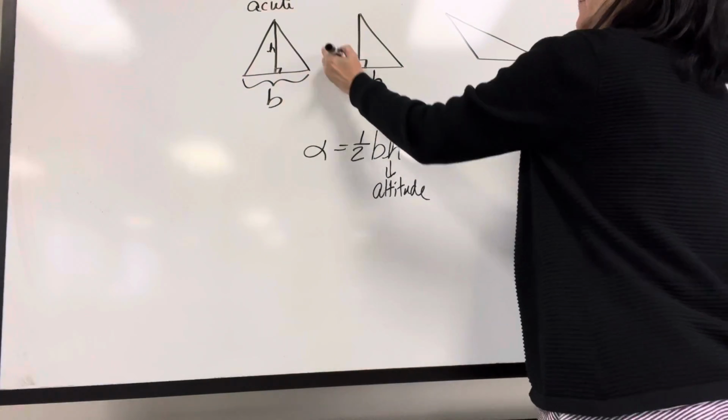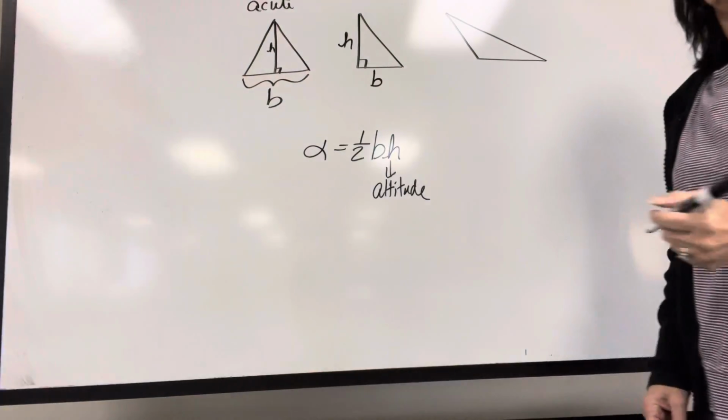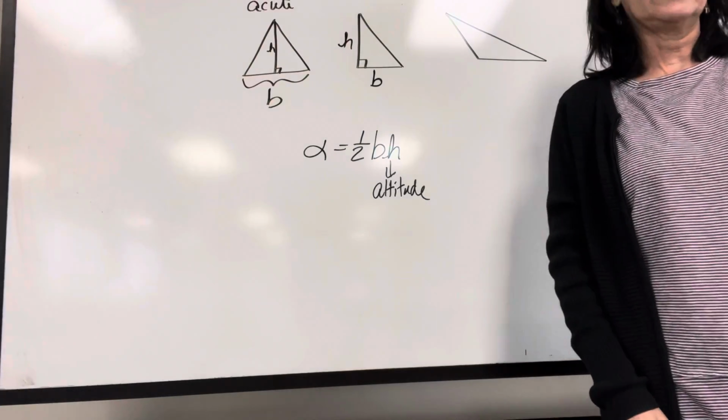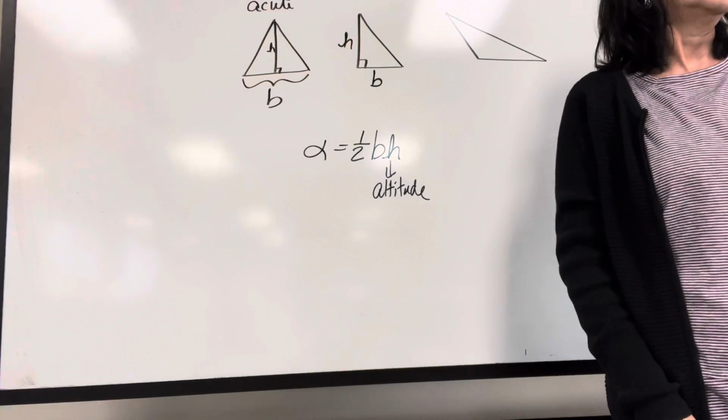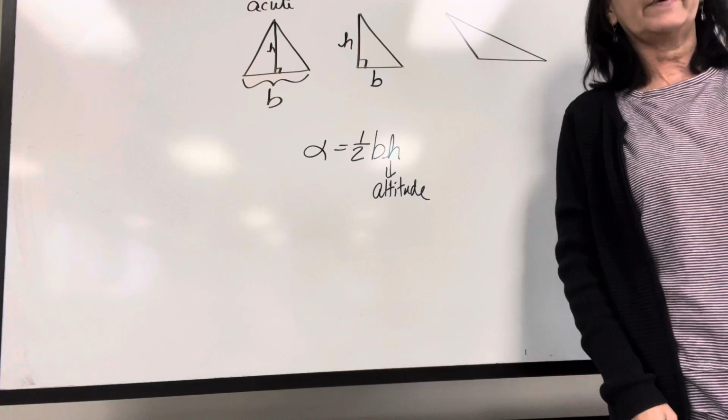All right, when we have a right triangle, everybody look. One of your legs is your base, the other leg is your height. Always, with the right triangle, your legs are your base and your height.